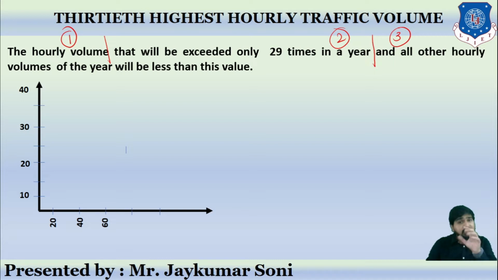I repeat, such a value of hourly volume that will be exceeded only 29 times means the chances of having traffic volume more than that particular value in the whole year will be a maximum of 29 times. All other traffic volume count values will be lesser than this value. So this kind of value is called the 30th highest hourly traffic volume. Why have we chosen the word 30th? Because the chances of it being exceeded are limited to only 29 times in a year.